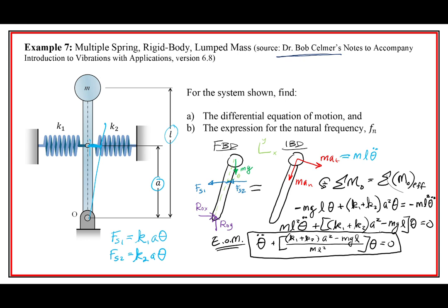And then if we wanted the natural frequency, we go 1 over 2 pi square root of everything that's up there, right? So K1 plus K2 A squared minus MGL over ML squared.